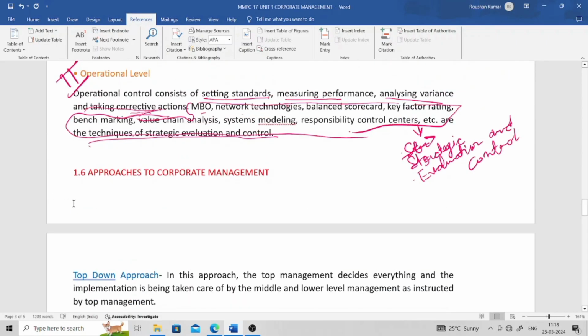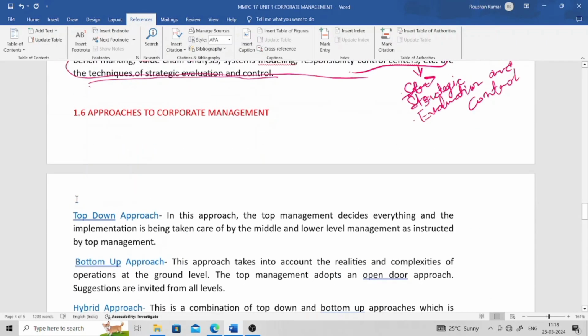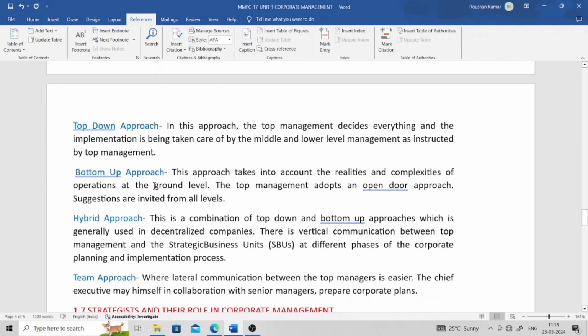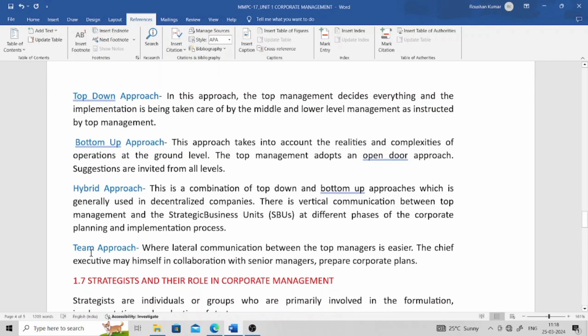So I think all four are already done. These are the four approaches to corporate management. First the top down approach, second the bottom up approach, third the hybrid approach, and fourth you have the team approach.